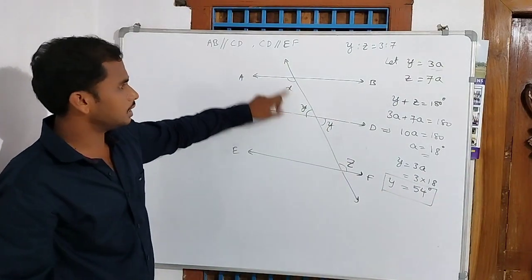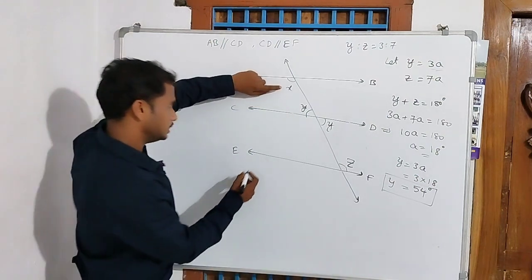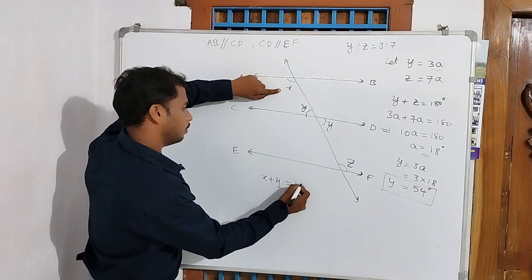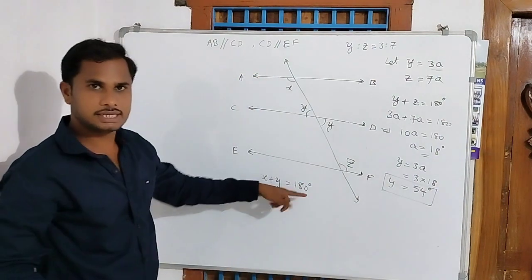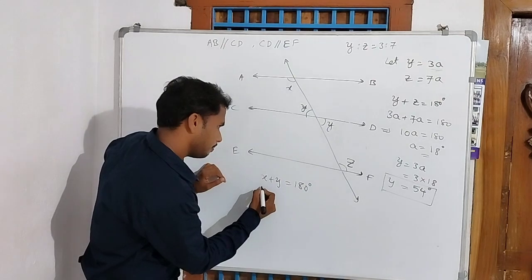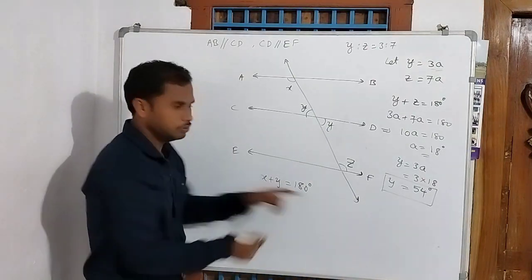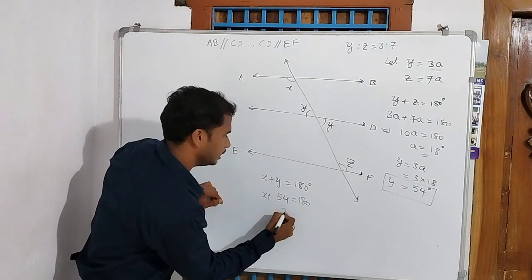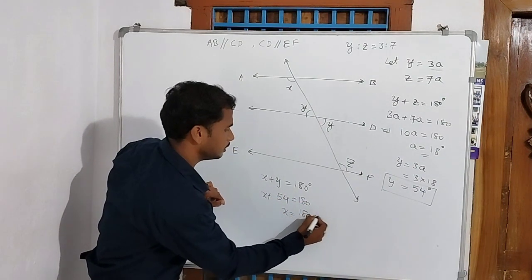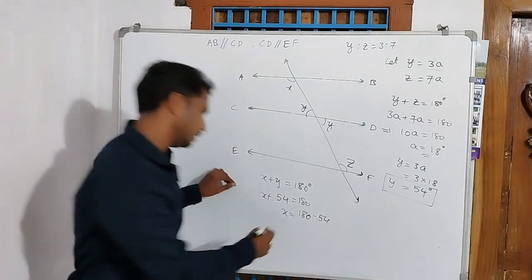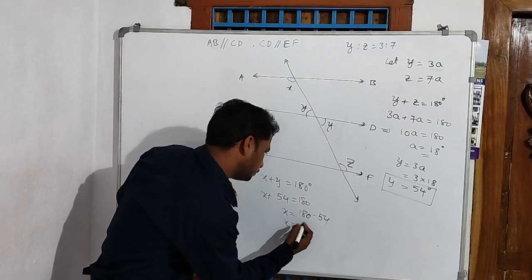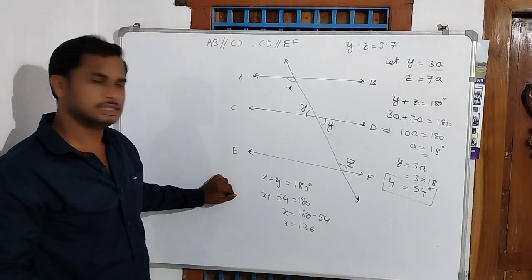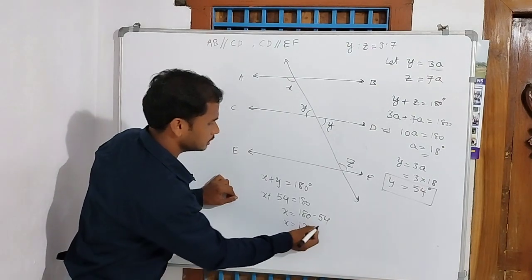We know angle X and Y are co-interior angles. That means X plus Y is equal to 180 degrees, since the sum of co-interior angles is 180 degrees. The X value we don't know, the Y value we know is 54 degrees. So X plus 54 is equal to 180. Then angle X is equal to 180 minus 54. We subtract, and X is equal to 126 degrees.